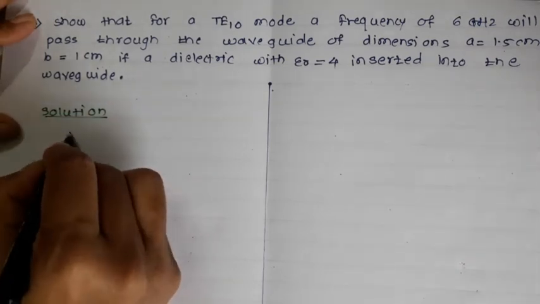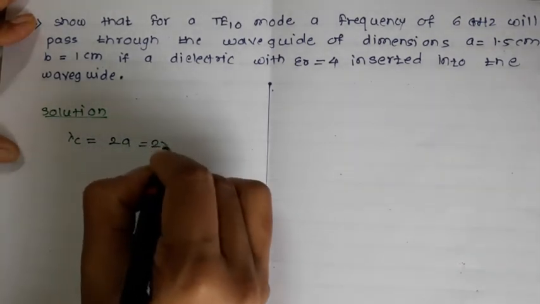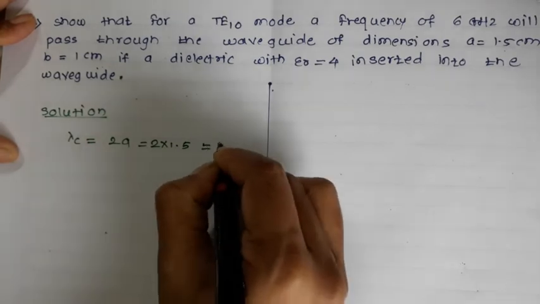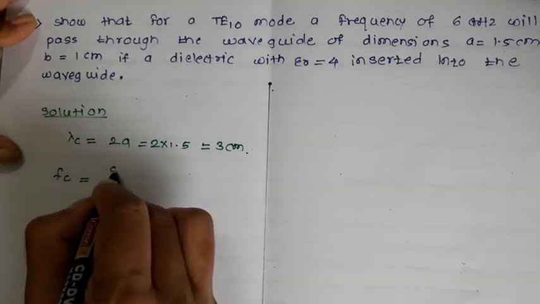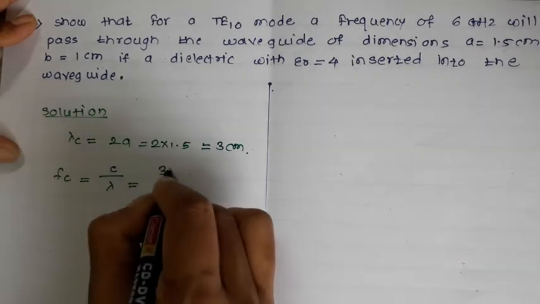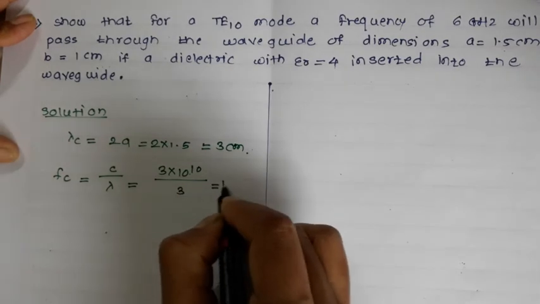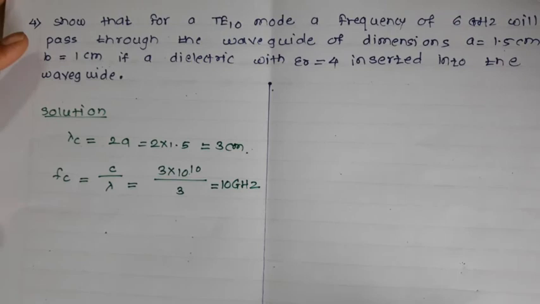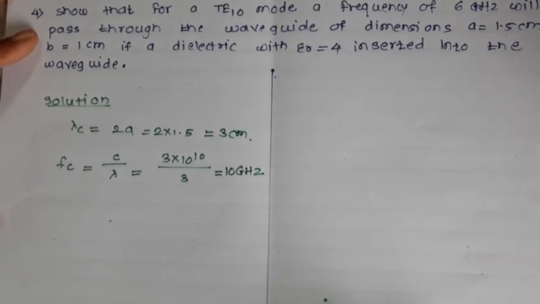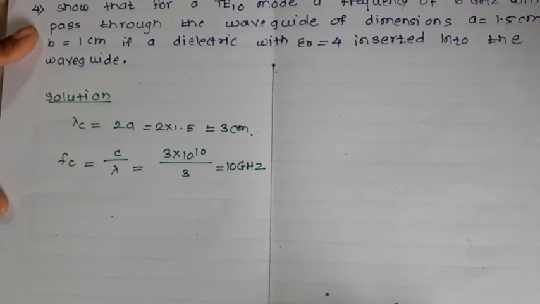So we know that lambda c will be twice of A for this mode. So 2 into 1.5 will be 3 centimeters. So fc is equal to c by lambda. You can calculate 3 into 10 raised to 10 divided by 3, which is nothing but 10 gigahertz. Now the impressed frequency is nothing but 6 gigahertz. Now 6 gigahertz is less than the cutoff frequency, and hence the signal will not pass through the guide.